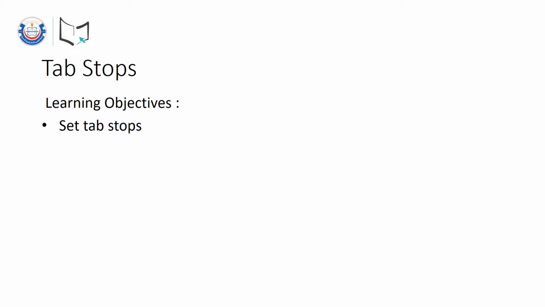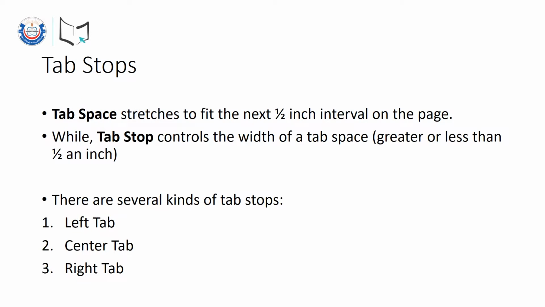After finishing this activity, you'll be able to set tab stops. Tab stops. You may recall from the alignment, justification, and indentation part that hitting the tab key indents a paragraph. Each hit of the tab key inserted a tab space. By default, a tab space stretches to fit the next half-inch interval on the page.